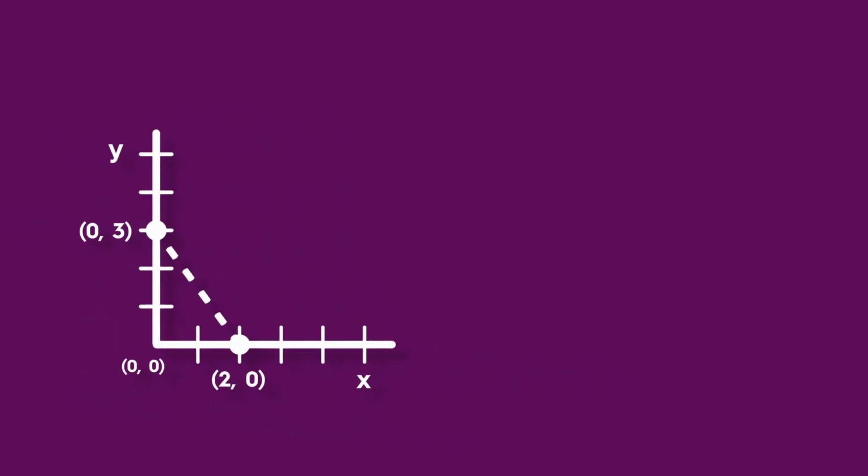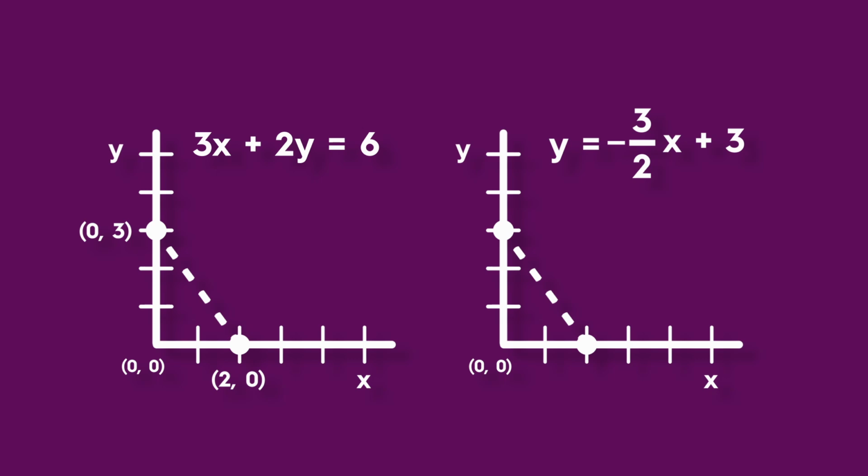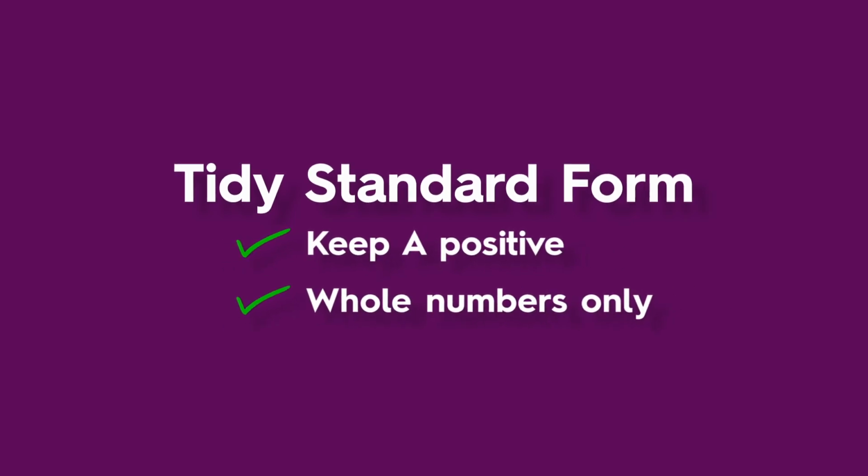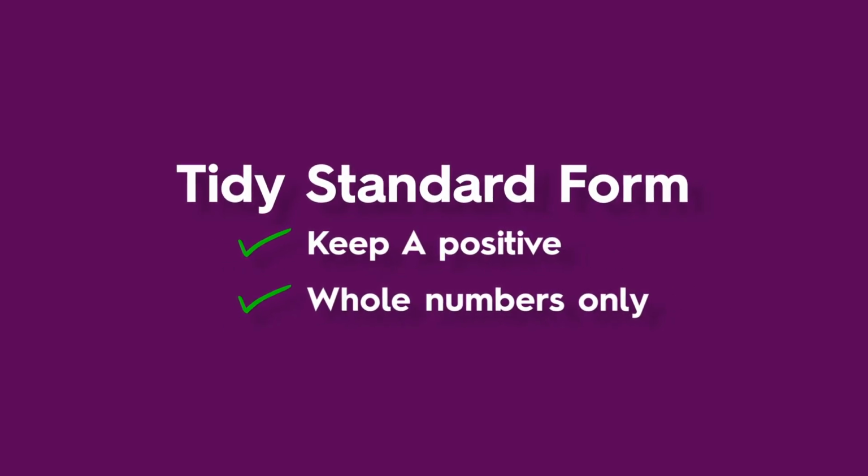In the end, it doesn't matter which route you take. Different blueprints, identical graph. Choose the form that saves time, and here's a pro tip. Tidy standard form with a positive a and whole numbers. It prevents sign slips later.